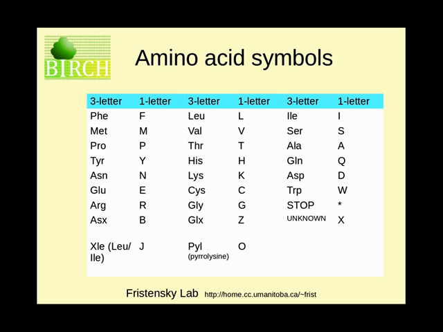So F is phenylalanine, M is methionine, P is proline, Y is tyrosine, and the stop codon is represented by an asterisk. X stands for the unknown amino acid, so it's a placeholder if you need it. There are also codes for the ambiguity of leucine or isoleucine, which is represented by the letter J. And some prokaryotes actually have an unusual amino acid called pyrrolysine. And if that's included in your genetic code, then O would stand for pyrrolysine.